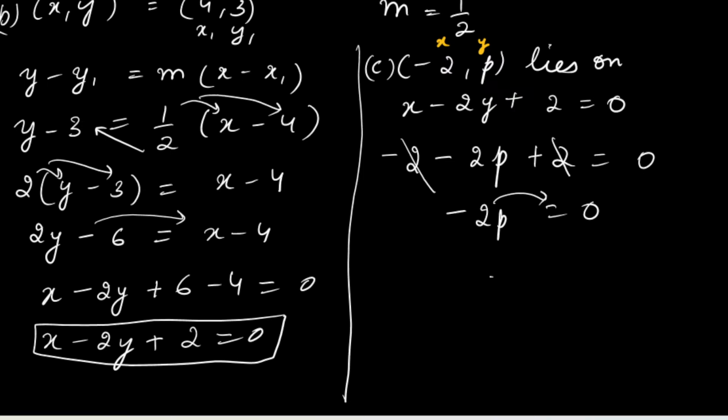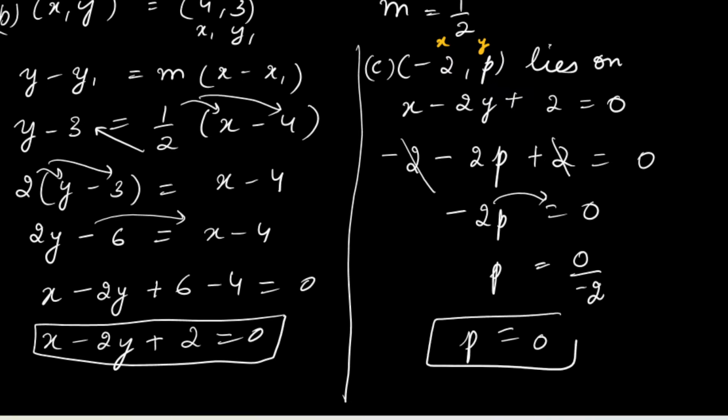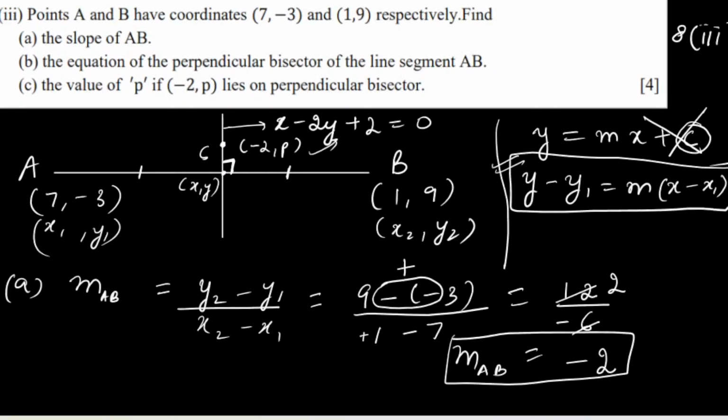Minus 2, because p's value we have to find. So minus 2, if we shift it to the other side, it will get divided. So 0 by minus 2 equals 0. If you divide 0 by anything, the answer is 0. So p's value is equal to 0. P equals 0. So we have completed this question. Question number 8 is completed.